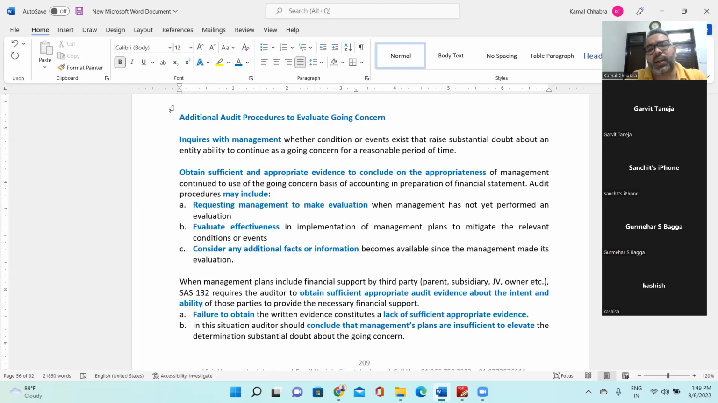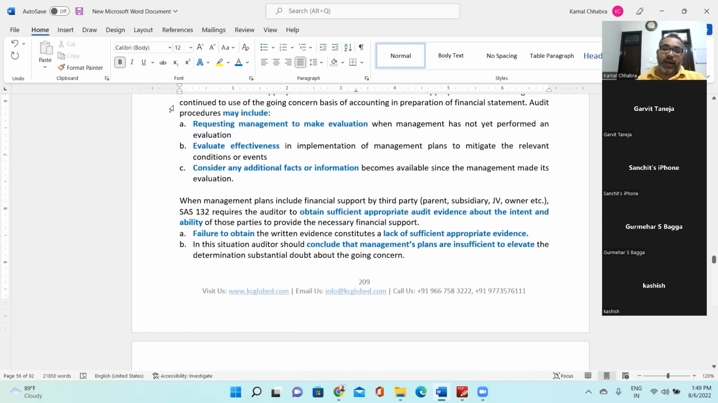Third is consider any additional fact or information become available since the management has made its evaluation. So three things you need to keep in mind. First, you need to request the management to make the evaluation, right? If there is any doubt, and then evaluate those assumptions which management has taken and ensure in future the actualization of those assumptions. And third, consider any additional information, maybe market information, industry information, to conclude on the going concern assumption.